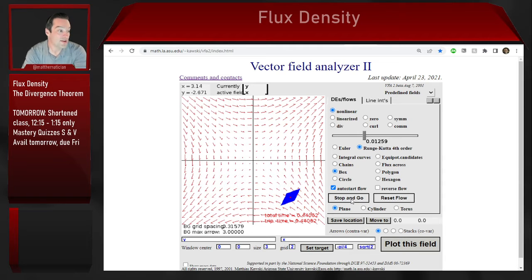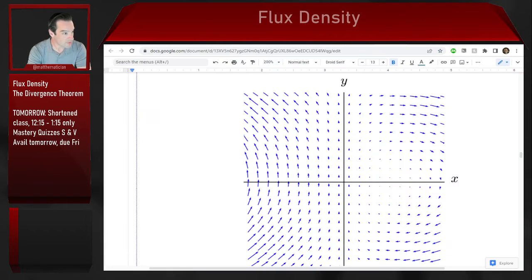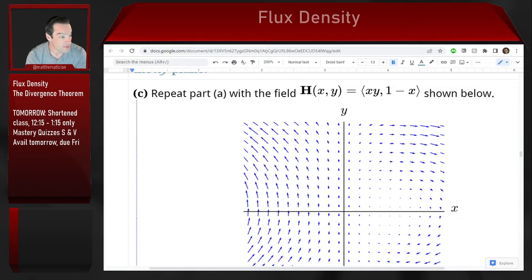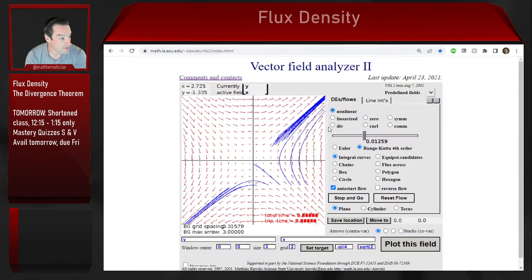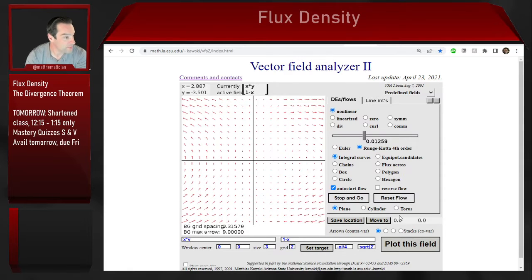stop it right there. See how it's getting stretched in the northwest to southeast direction, and it's getting squished a little bit in the northeast to southwest direction. This vector field, if we test our prediction about where area is growing and where the area is shrinking, is the vector field xy comma 1 minus x. Give that a plot.